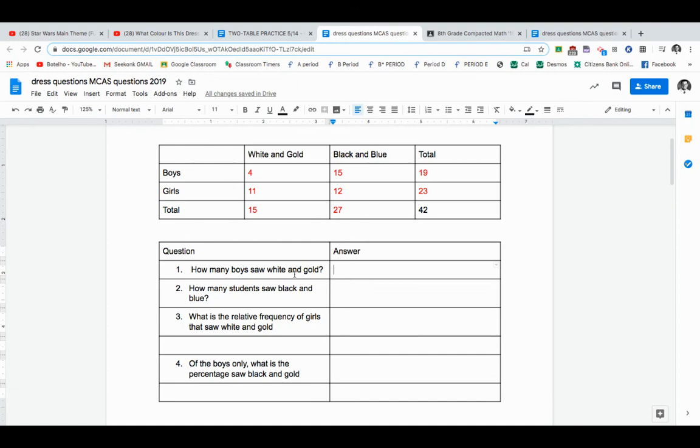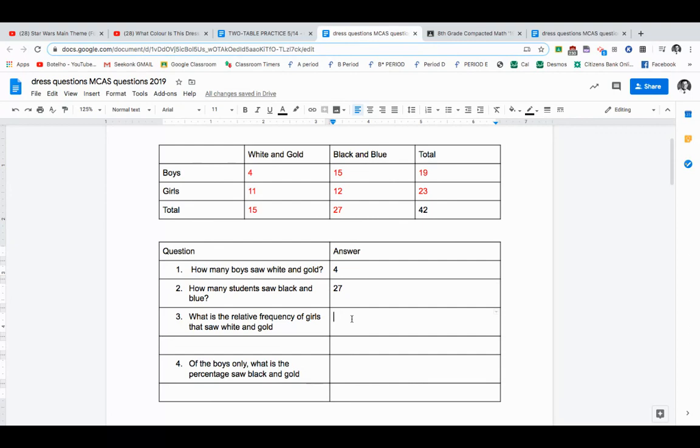How many boys saw white and gold? White and gold boys was 4. How many students saw black and blue? Just students in general. Did you say 15? Sorry, it should be 27 for that. Black and blue was 27 total students, not boys or girls.